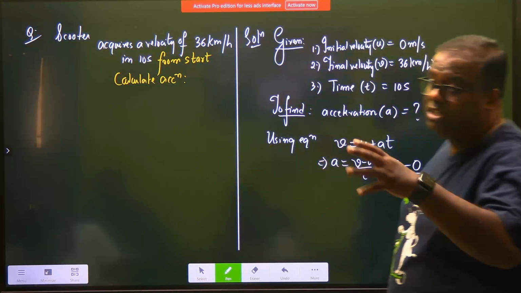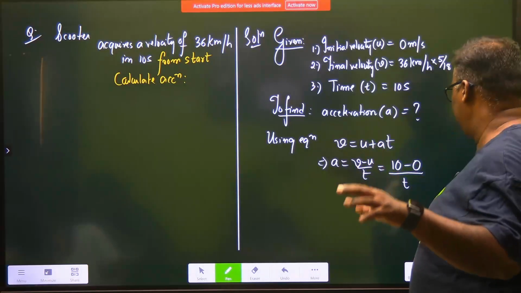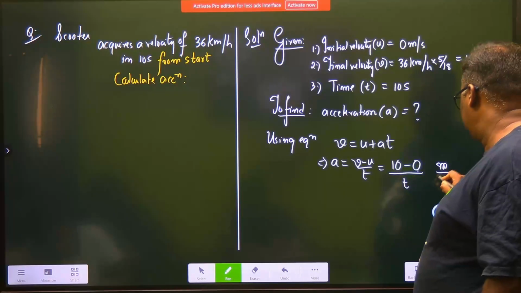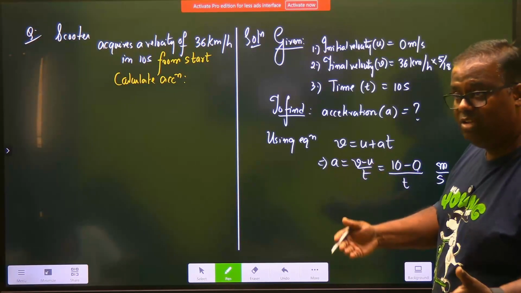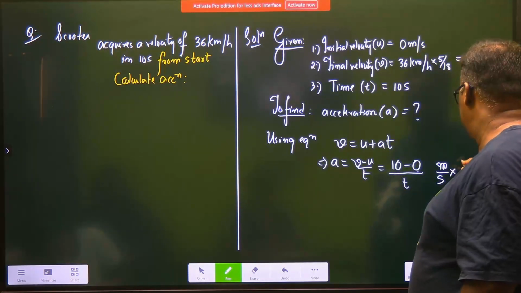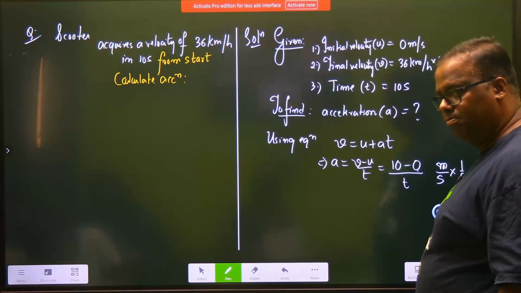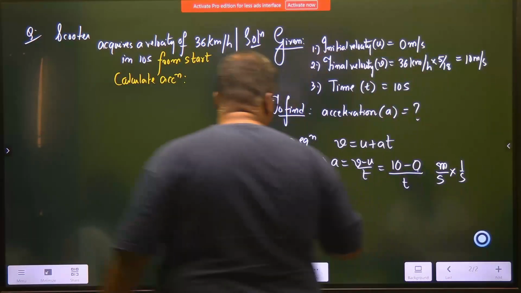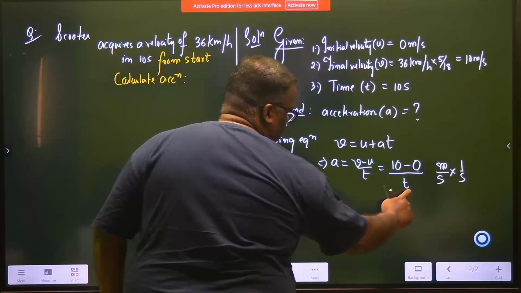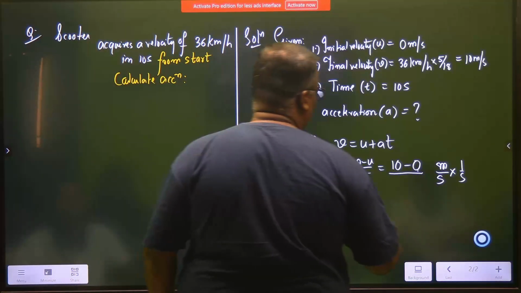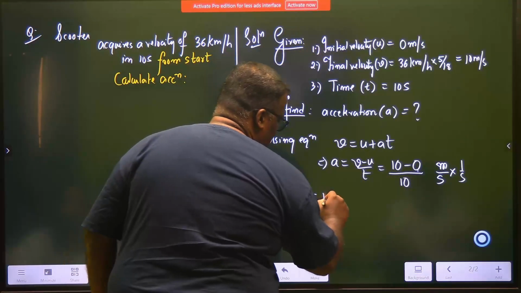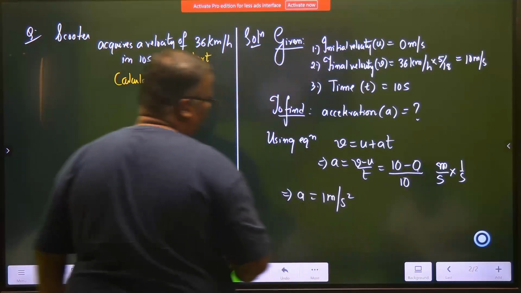Now a should be in meter per second square. Check your calculation always. The top one is velocity, meter per second, divided by time, which is another second. That means divided by s, so I can write it into 1 by s. Correct. So a is equal to how much? Oh, sorry, I should have substituted t. What is the value of t? t is 10. So acceleration is 1 meter per second square.